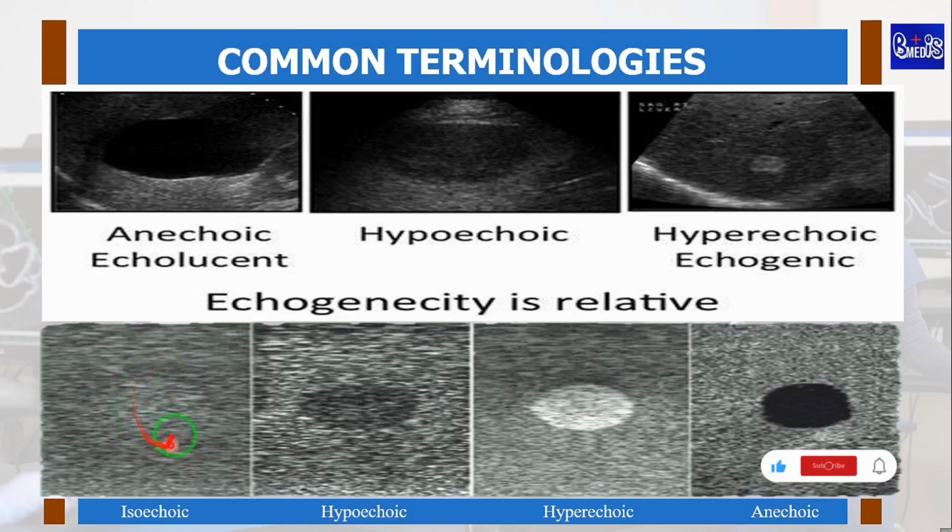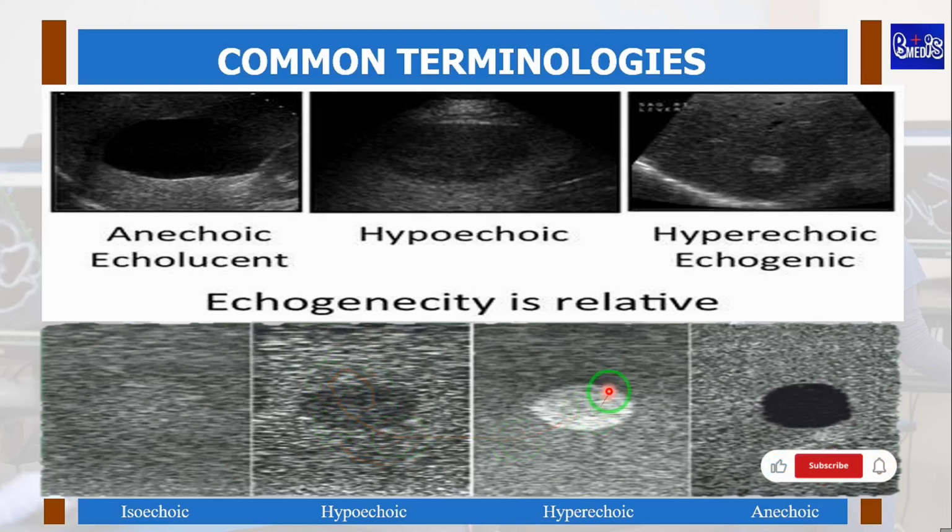So you can see a mass here. There's a mass here, but we can't appreciate it very well because it has the same echogenicity as the surrounding mass. So it's difficult to identify. Isoechoic masses are very, very difficult to identify. Then we have the hypoechoic, where it appears darker than the surrounding environment or boundaries. So you can see this is appearing darker than the surrounding boundary. This is what we call a hypoechoic mass.